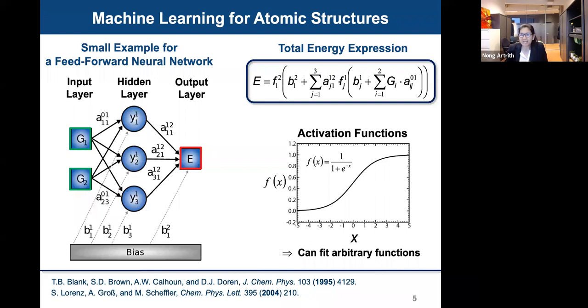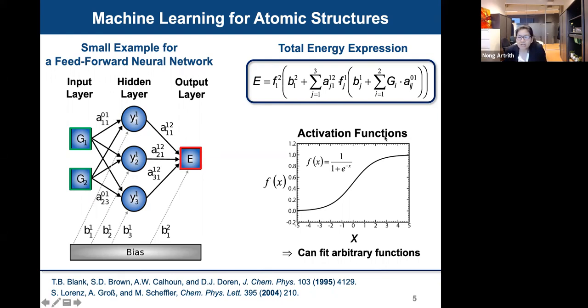This is just an example of a simple feed-forward neural network. On the left-hand side, this neural network has 3 layers with artificial neurons or nodes: input layer, hidden layer, and output layer. For our application, the input layer describes atomic structures, and the output layer is the energies of the structures. The number of nodes in one or more hidden layers determines the model complexity.